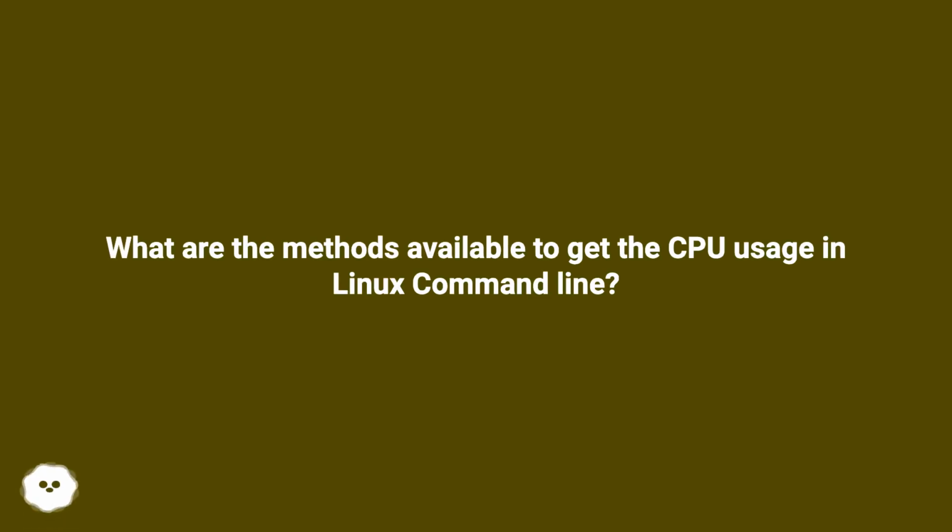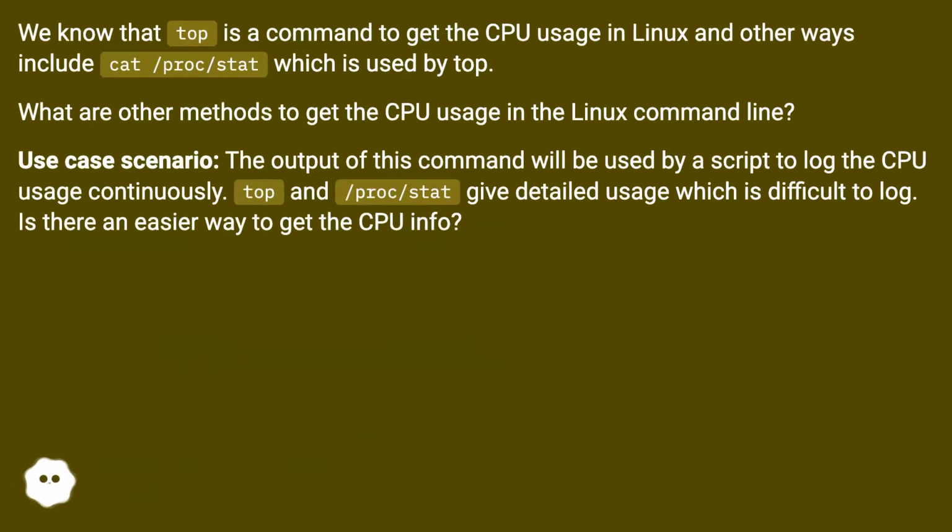What are the methods available to get the CPU usage in the Linux command line? We know that top is a command to get the CPU usage in Linux, and other ways include cat /proc/stat, which is used by top. What are other methods to get the CPU usage in the Linux command line?